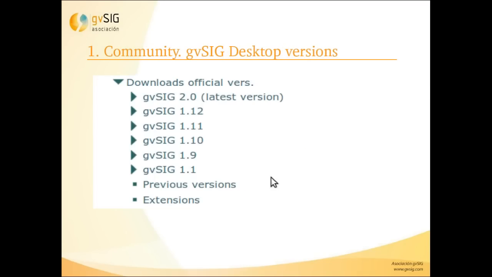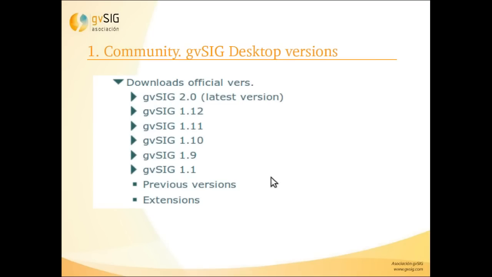Here you can see a list where almost all the gvSIG versions are available to download. This is a short list that I got from the website of gvSIG. You can see that the latest version is the 2.0 that was released, I think in April, last April. And also you can see that the other latest version is the 1.12 version.